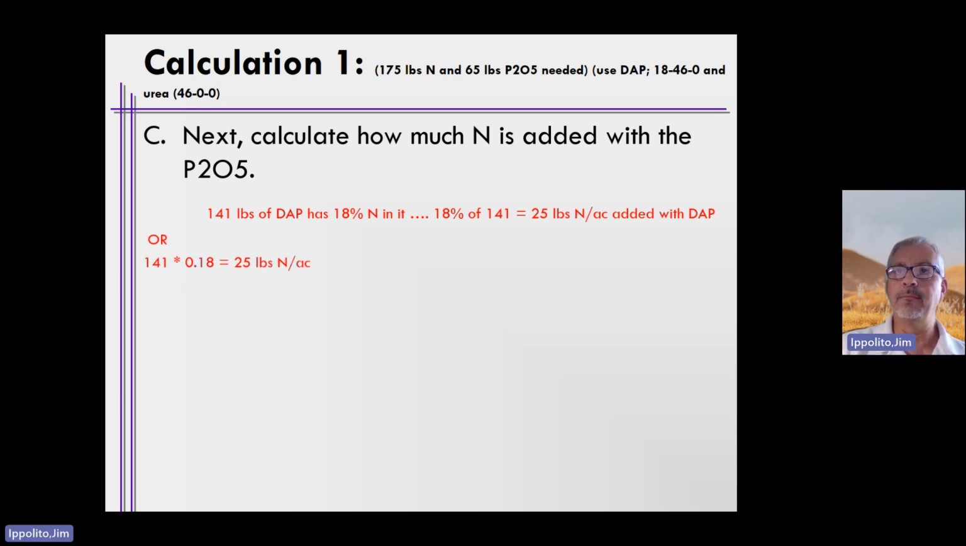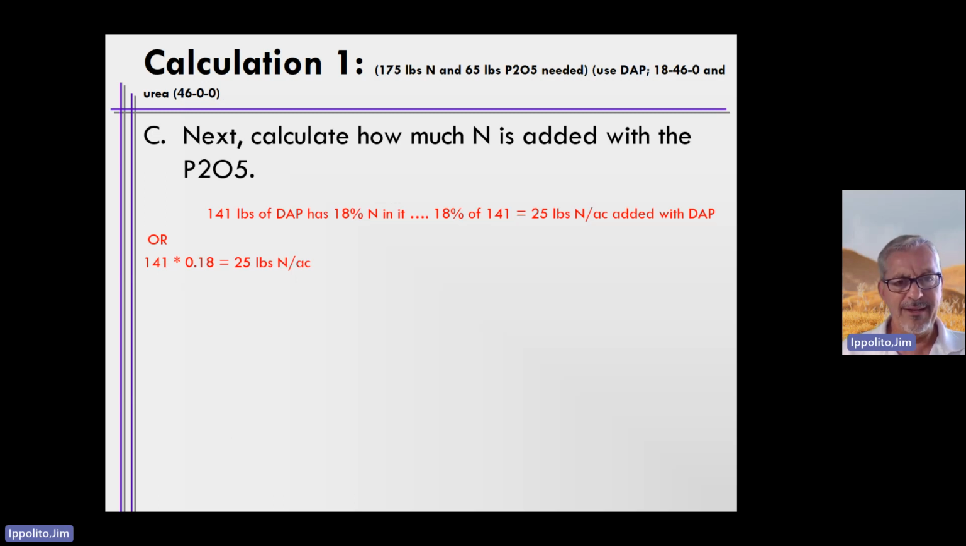Here's another way of looking at it. If you want to do the math a different way, 141 times 0.18 equals 25 pounds of nitrogen per acre. Okay, so when we apply 141 pounds of diammonium phosphate, that is going to equal 65 pounds of P2O5 per acre, and that meets the crop P demand. We also apply, with diammonium phosphate, 25 pounds of nitrogen per acre.